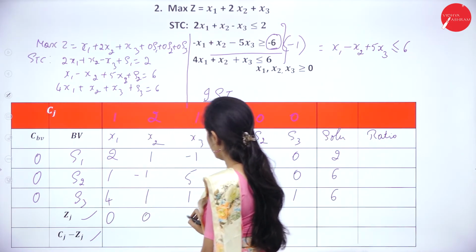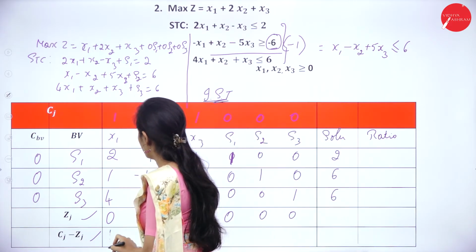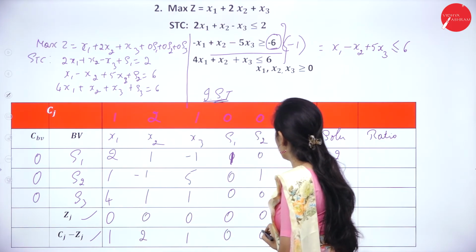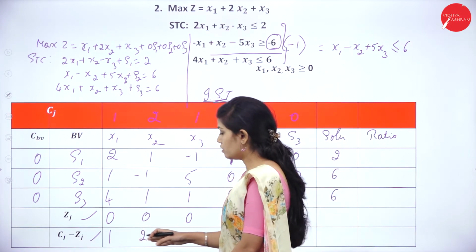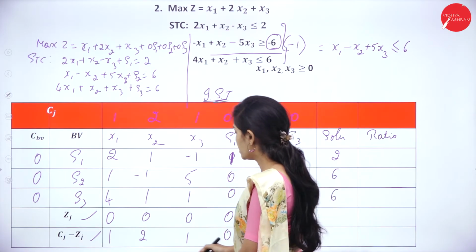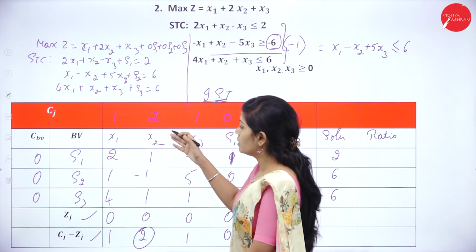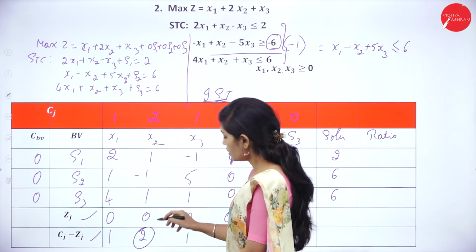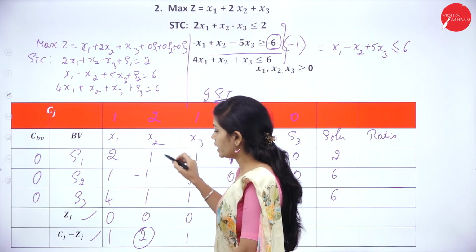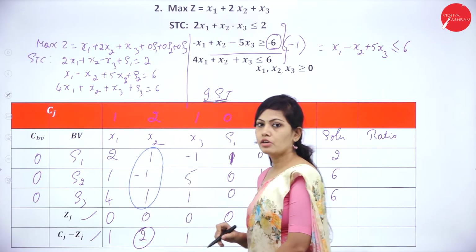Now find the Zj value. It is 0, 0, 0, 0, 0. So what is Cj minus Zj? 1 minus 0 is 1, 2 minus 0 is 2, 1 minus 0 is 1, 0, 0, 0. Here all the values are positive only, so this is not satisfying the optimality condition. So here the maximum value is 2. Using this maximum value, I can find the key column. This 2 comes under the column called x2. So key column is x2.